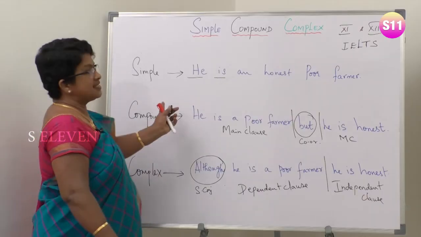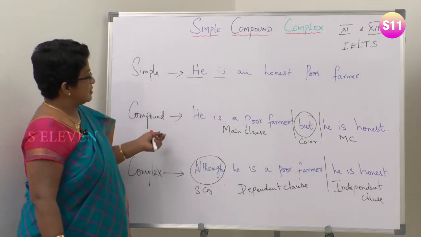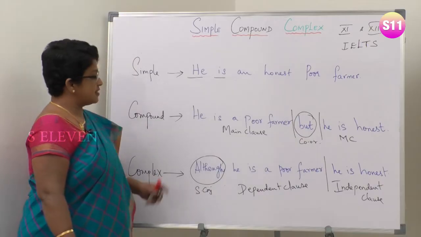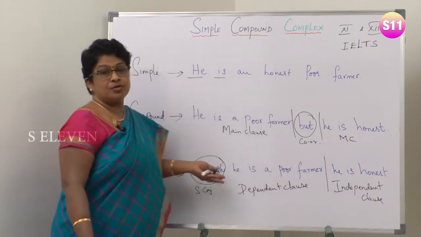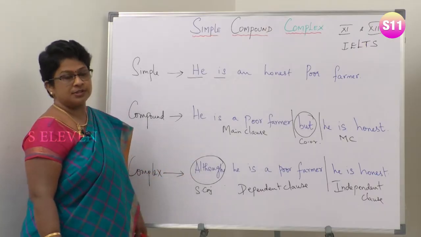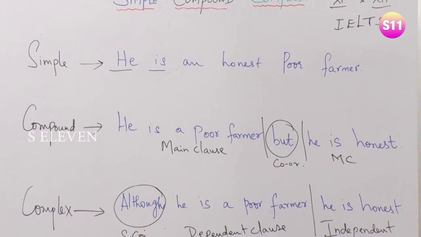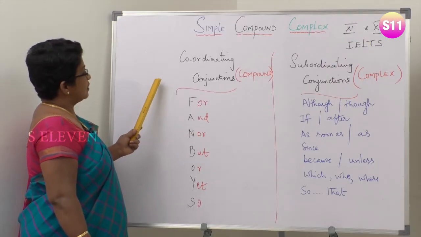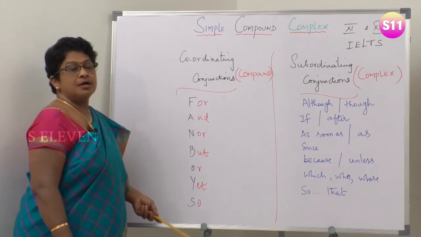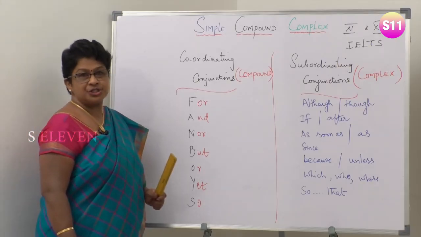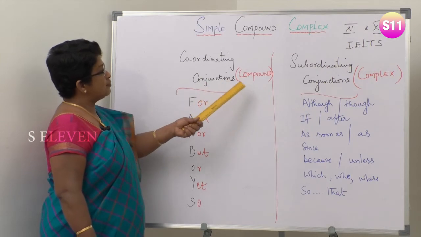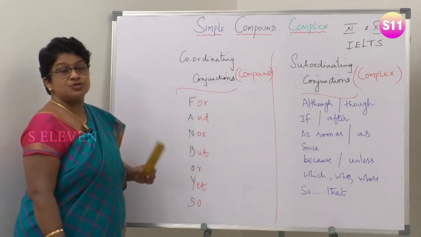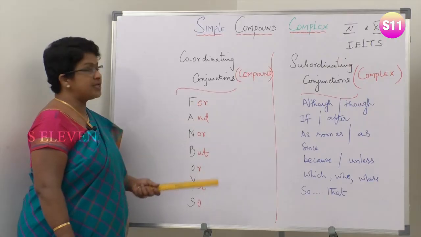I repeat, simple sentences just have one main clause. Compound sentences have two or more main clauses joined by a coordinating conjunction. And complex sentences have one main clause and one or more subordinate clauses. Now, I have given a list of coordinating conjunctions and subordinating conjunctions. You all know very well, simple sentences don't have any conjunction. Whereas coordinating conjunctions help to form compound sentences, and complex sentences will have subordinating conjunctions. So, you must know how those conjunctions would be. So, please note down these conjunctions.